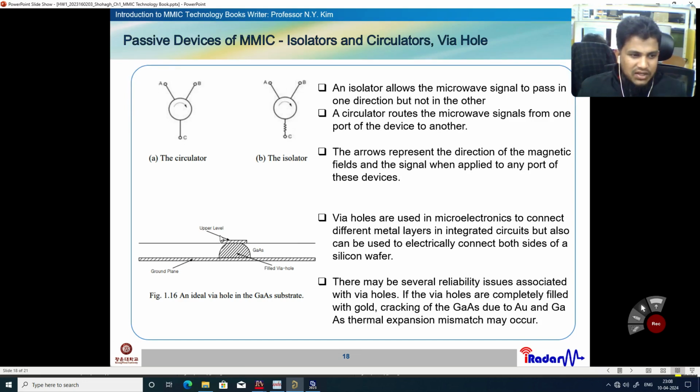It looks like an upper level layer. This one is the gallium arsenide layer connecting to the ground plane. So we connect the ground plane and the upper layer through the gallium arsenide substrate layer, so we are using a via. This is an isolator. This one is a circulator. So here it is a circulator, and it is an isolator.